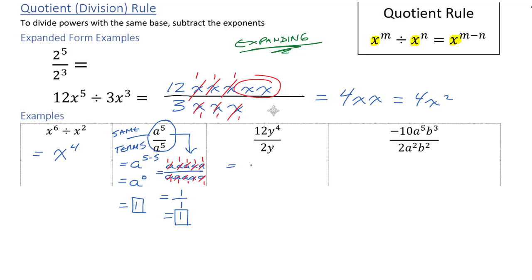All right, 12 divided by 2 is 6. Don't forget about the invisible exponent. We just don't write it in. y to the 4 divided by y to the 1 is 4 y's, cancel out 1. You're left with 3 y's.